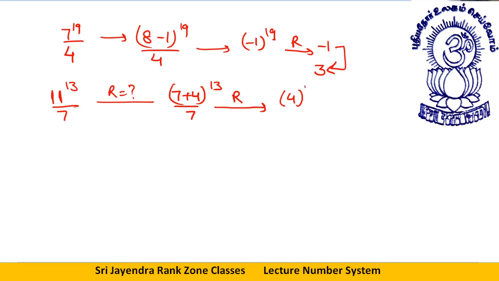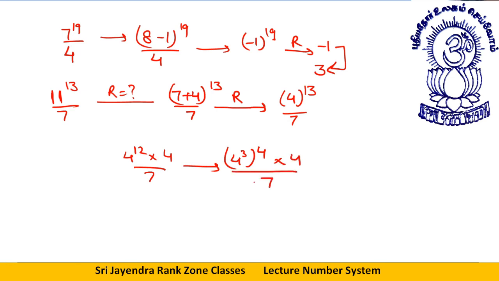This is 4 raised to the power 13 divided by 7. Now what I will do is find some suitable power of 4 which is close to a multiple of 7. I can say this as 4 raised to the power 12 into 4 divided by 7.